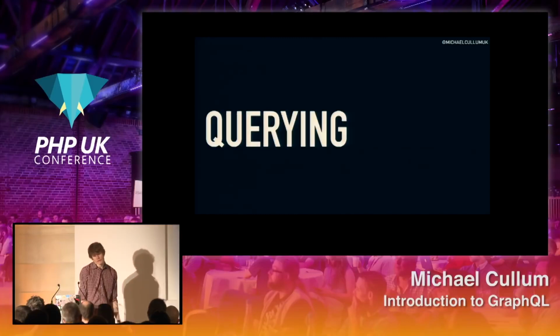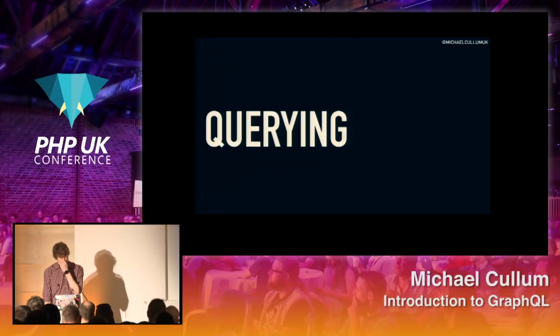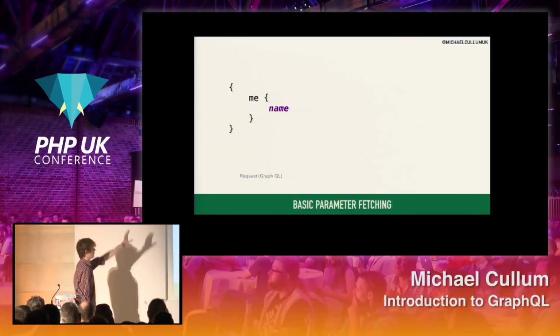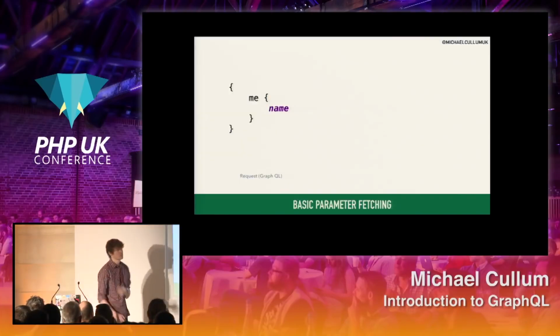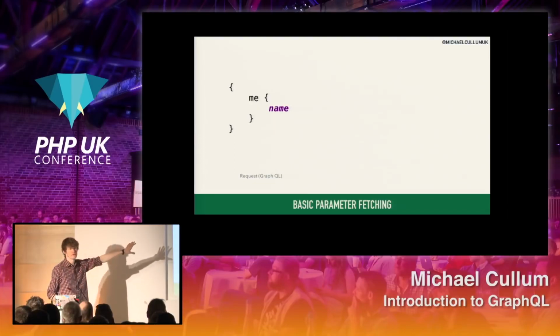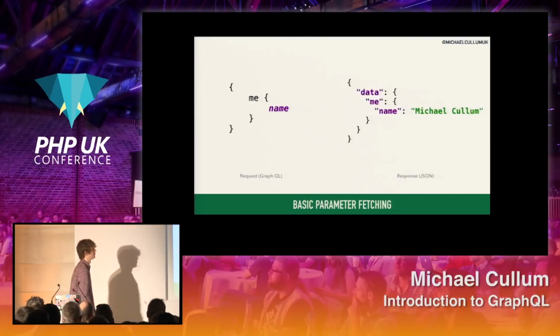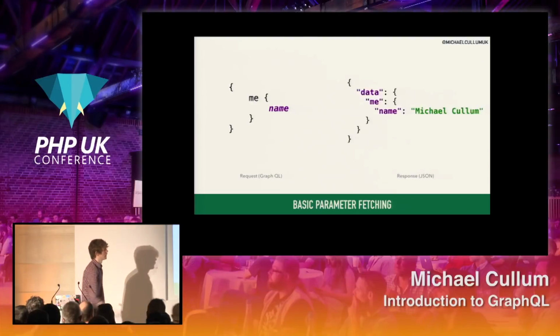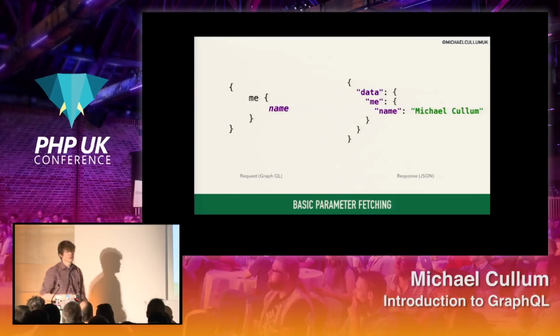So let's have a look at starting to query this. This is something in GraphQL. This is a request. And what I'm saying is, on the me object, I want to get the property name. I want to get my name. It is just as simple. This is the most bare bones thing you can do: getting a property off of an object. And this is what it returns. It returns my name, Michael Cullum, in exactly the same format that I requested it in, and it only returns the fields that I specifically asked for.